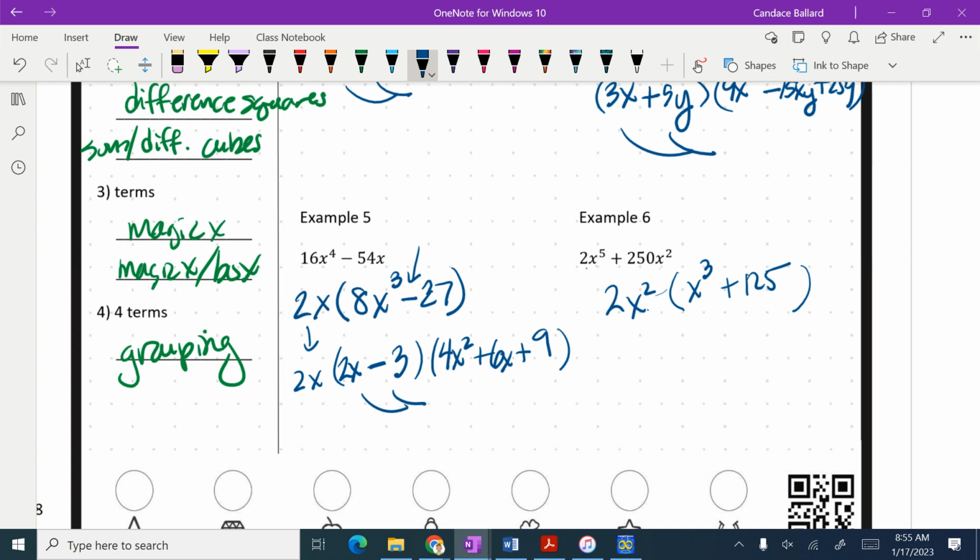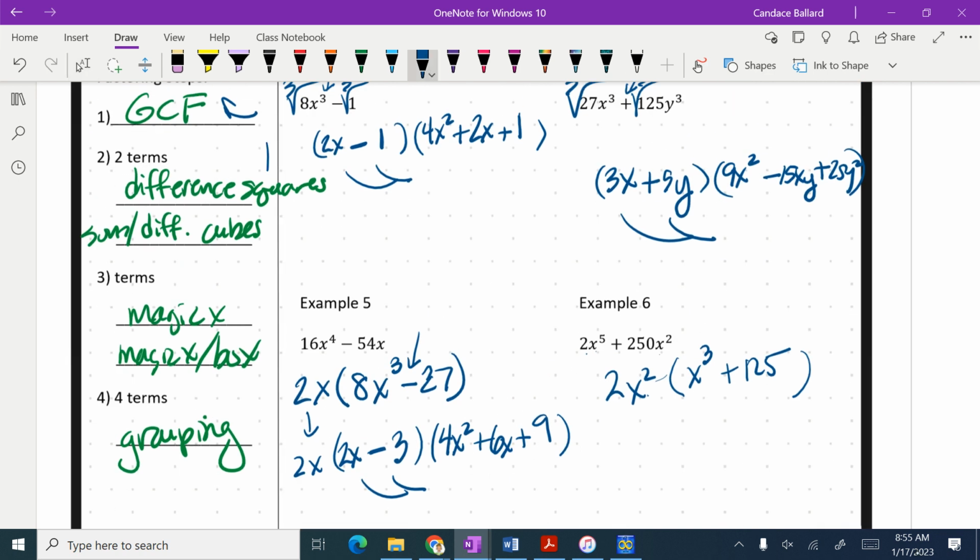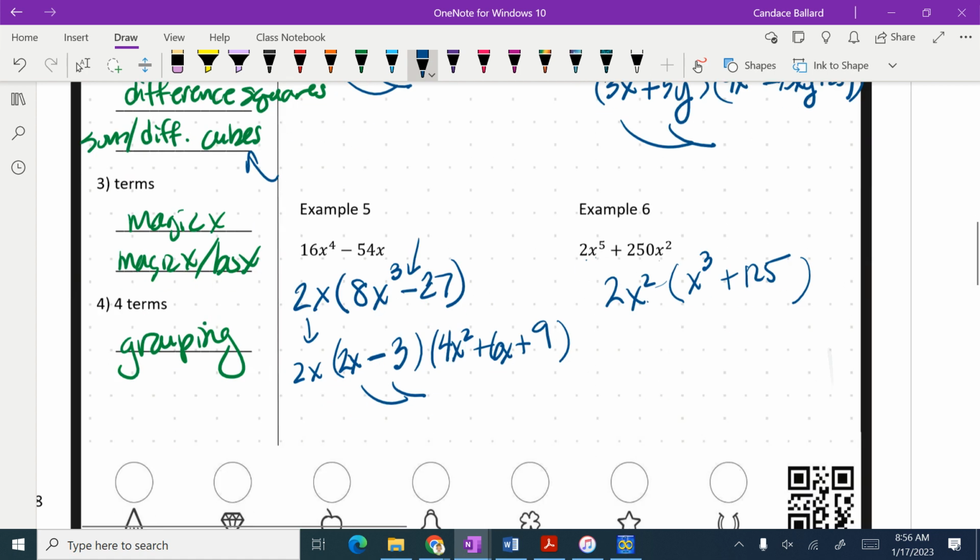All right, what's 250x squared divided by 2x squared? 125. Now, every time you factor, remember, you need to look and see if there's more to be done. So I notice I have 2 terms. When I have 2 terms, I have to make a determination if I have a difference of squares or sum or difference of cubes or nothing, right? It could be nothing. All right, so are these square terms? Are those square numbers like we were just working with a few minutes ago? Are they cubes? Yeah, they're definitely on our cube list, right?